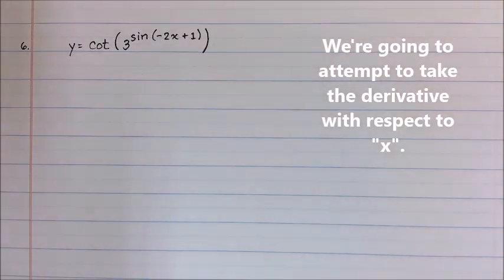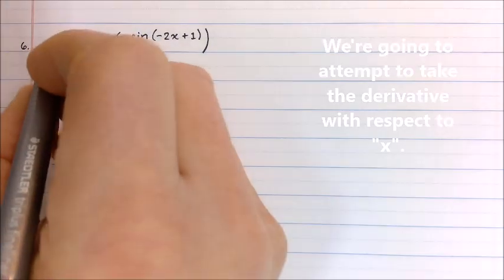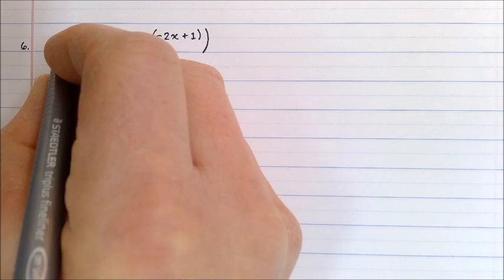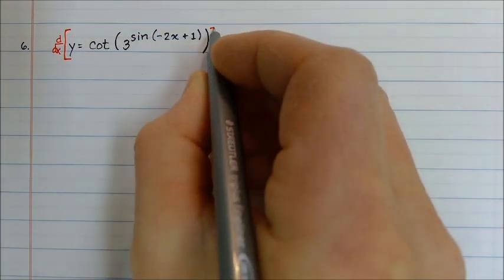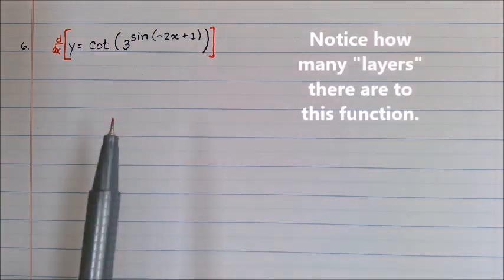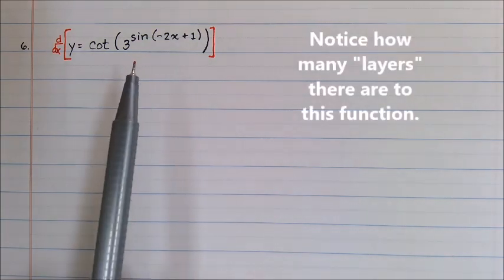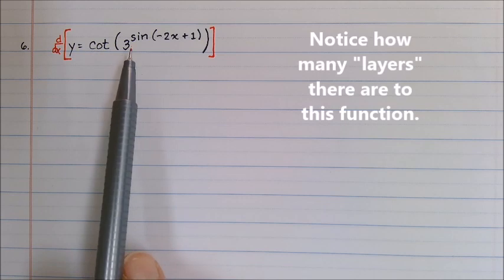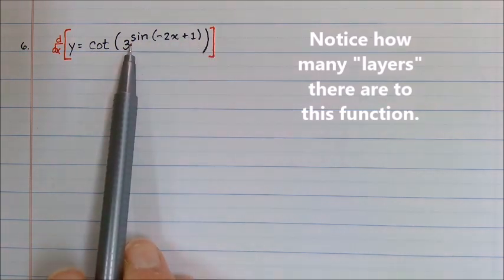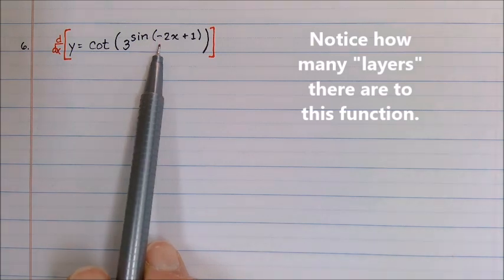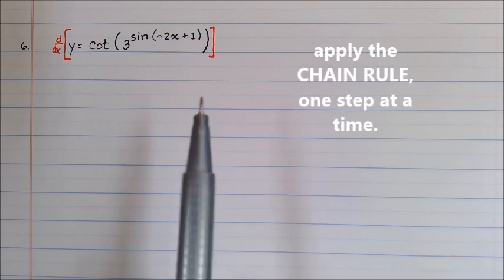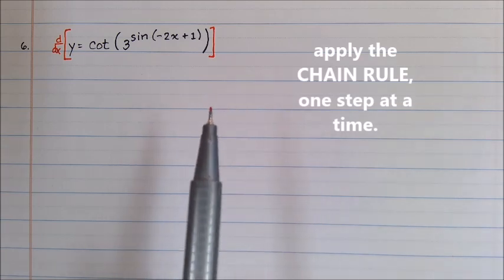All right, so we're going to try to find the derivative, or take the derivative, of this equation with respect to x. Looking at this function, it should be pretty clear how complex it is. We're taking a cotangent of an exponential whose exponent is a sine function of a linear function. So there's a lot of layers to this. We're definitely going to need to apply the chain rule.